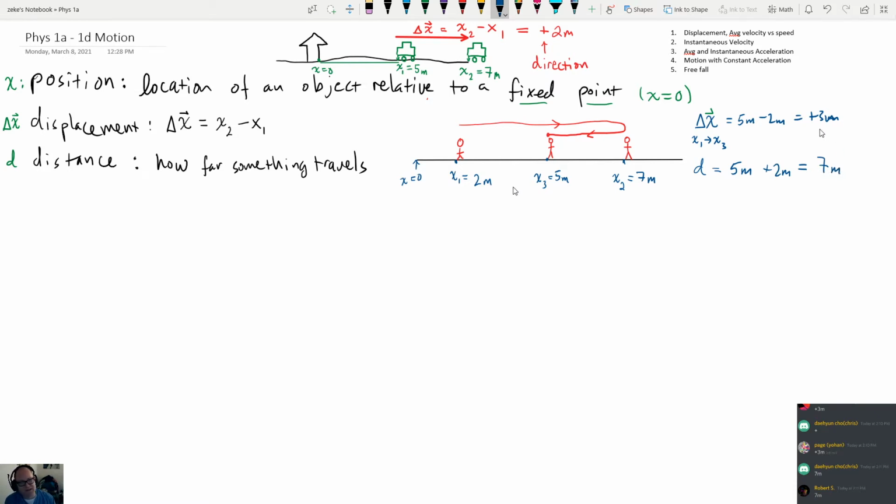And that equals 7. Now these numbers just happen to work out like this. It's kind of weird that this is 5 minus 2 and 5 plus 2. It's not always going to work out like this, but in this case it happened to work out like that.